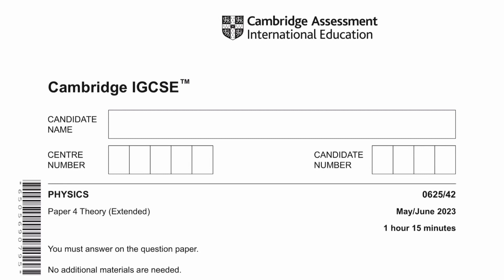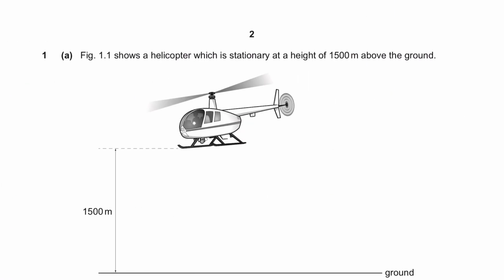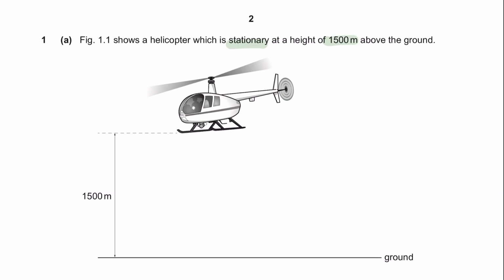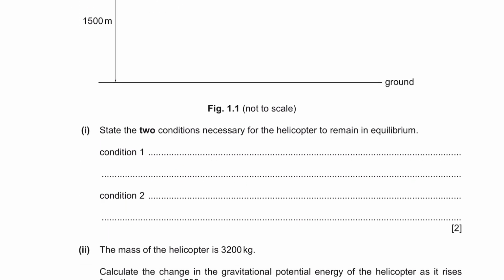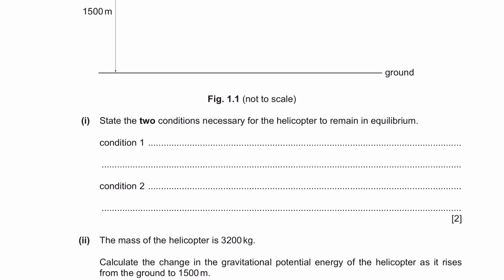This video is a tutorial for Physics Paper 4 Theory version 4.2 for May-June 2023 examinations. Question 1 A. Figure 1.1 shows a helicopter which is stationary at a height of 1,500 meters above the ground. Part 1. State the two conditions necessary for the helicopter to remain in equilibrium.